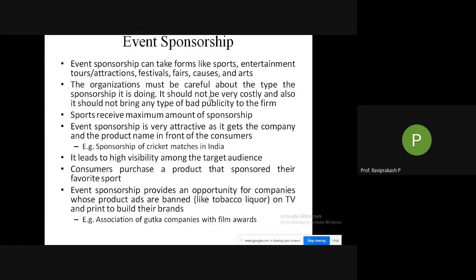Okay, so even those are there. Here, most of the sports events are being done like this, or the sports teams are being sponsored. Then event sponsorship is very attractive as it gets the company and the product name in front of the consumers. For example, sponsorship of cricket matches in India. Again, here is the example. Then it leads to high visibility among the target audience.